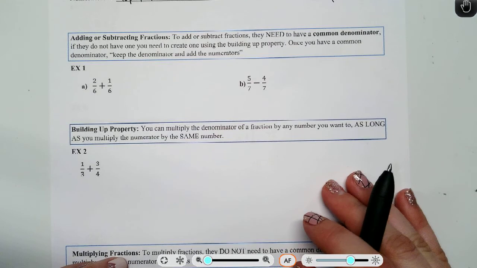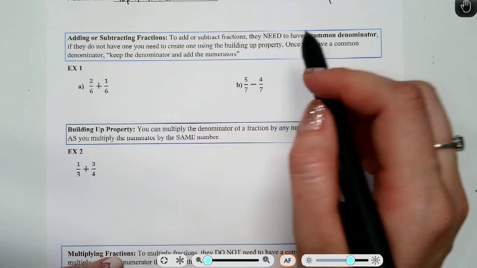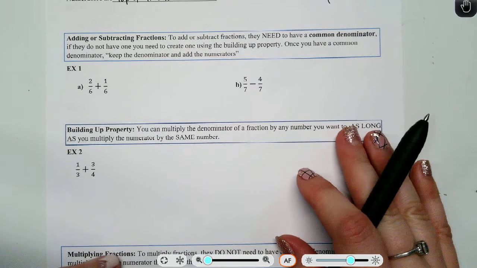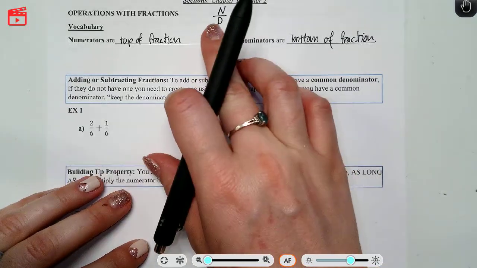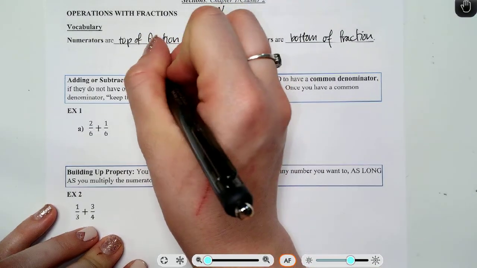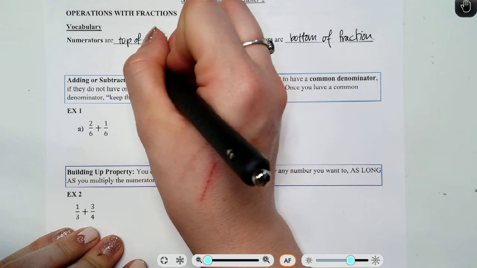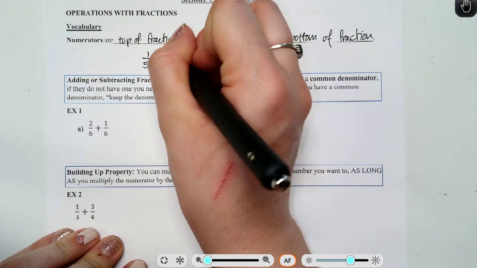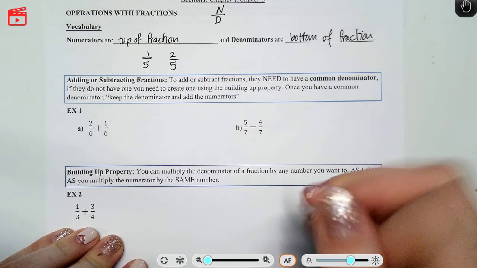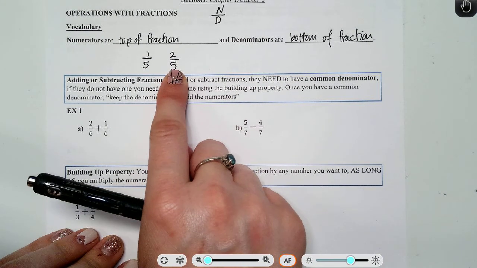So, when adding or subtracting fractions, okay, they need to have a common denominator. What does that mean? Well, it means the number on the bottom of the fraction must be the same. For example, if I was looking at the fraction 1/5 and 2/5, these guys have a common denominator because both of the denominators are 5.